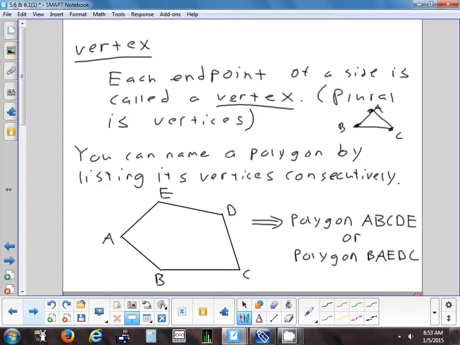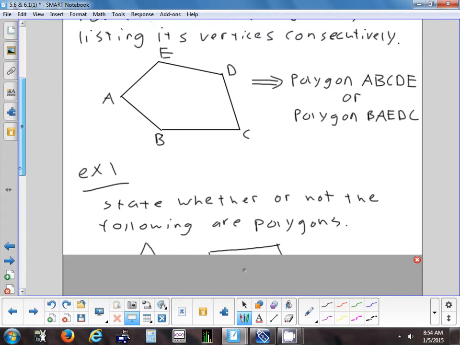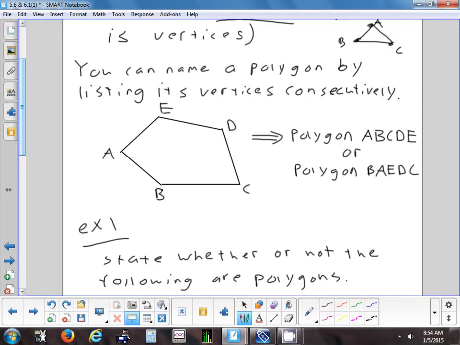We could actually be a little more specific. Does anybody know what kind of polygon ABCDE is? It's a pentagon, right? We're going to go over those prefixes in a couple minutes. Everyone understand the idea of how you name a polygon? All right. What I'm going to do is give you some shapes, and I want you to tell me whether or not you think they're polygons.